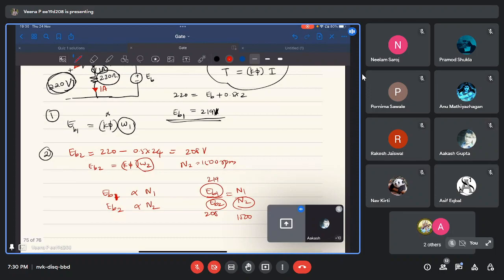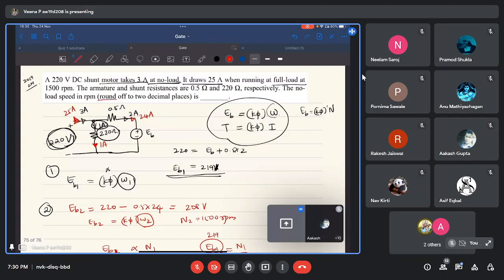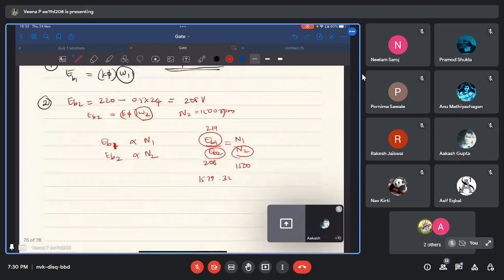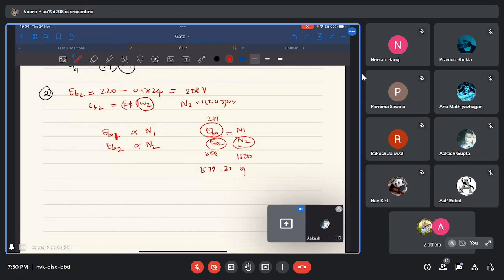So your no load speed will come out to be 219 by 208 times 1500, which is 1579.32. So in the problem, it is given round off to 2 decimal places. So this is the answer, RPM. Is it clear? Yes ma'am.